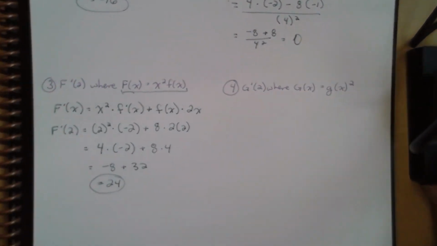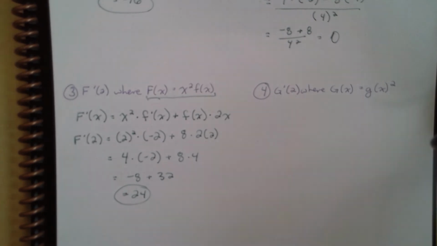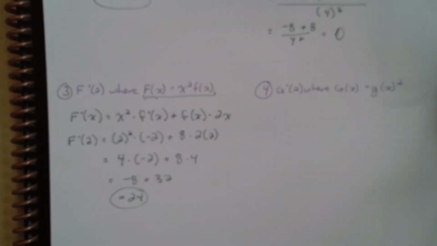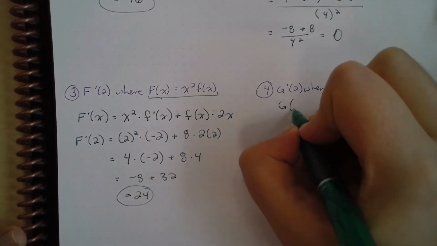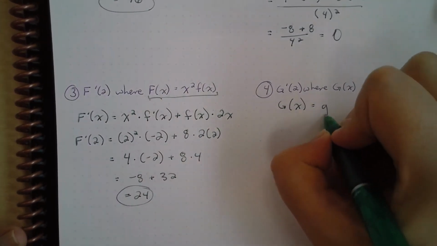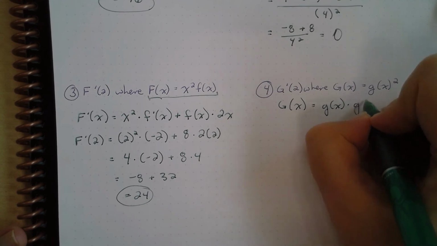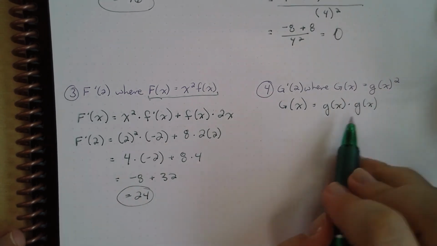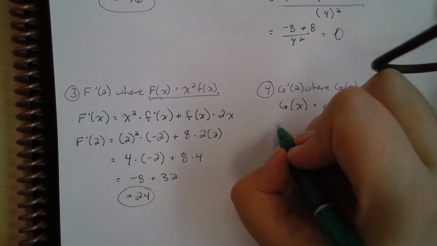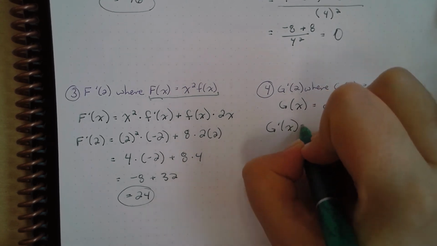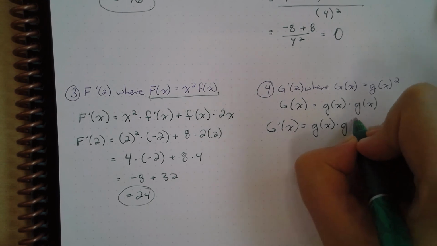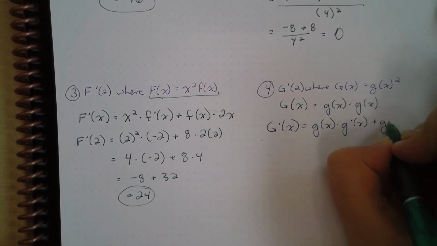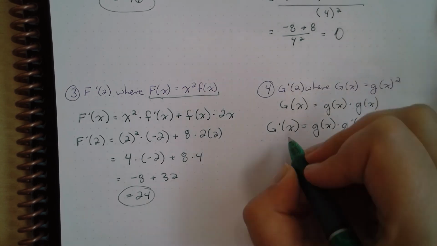One more to go. We want to find capital G prime of 2, where capital G of x is equal to g of x quantity squared. Well, G of x is equal to g of x times g of x, right? So we can use a product rule again. So G prime of x is equal to the first, g of x, times the derivative of the second, plus the second times the derivative of the first. Kind of fun to look at there.